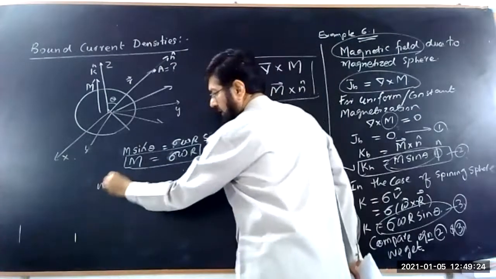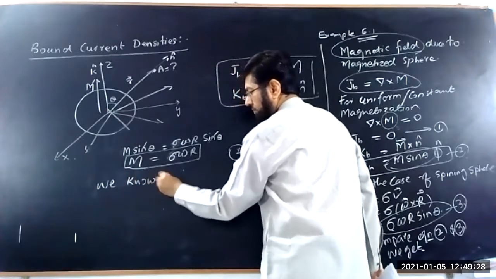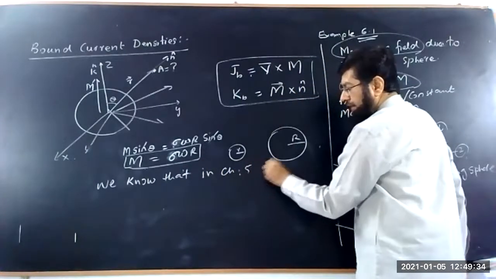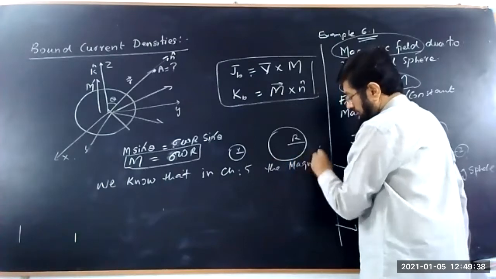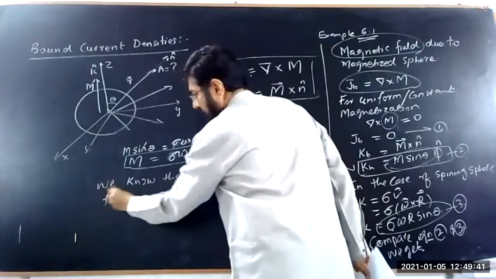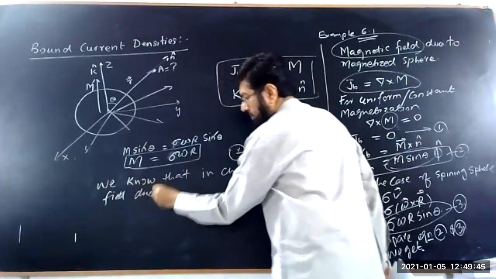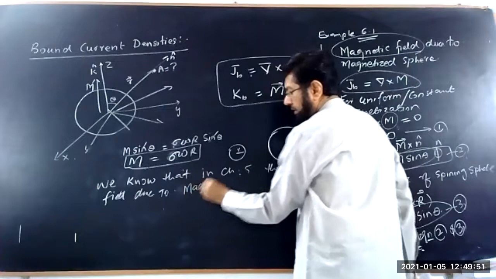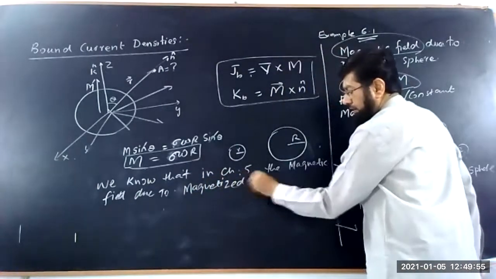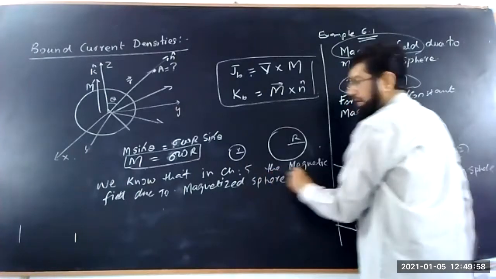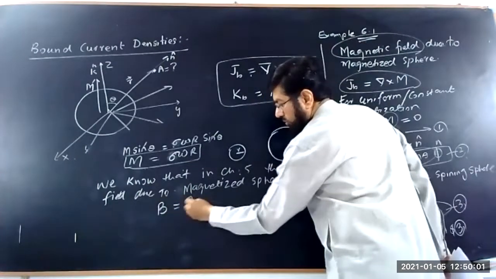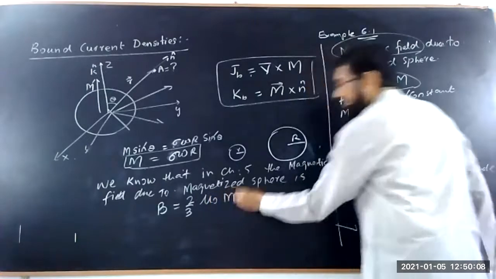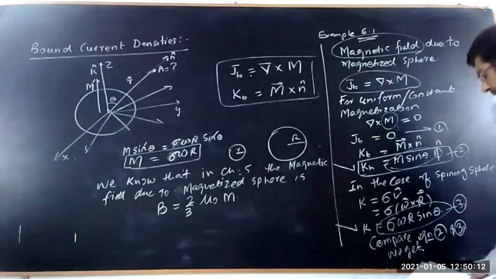We know that in chapter number 5, the magnetic field due to a magnetized material or magnetized sphere is B equal to 2 upon 3 mu naught into M. This is the magnetic field due to the magnetized sphere.